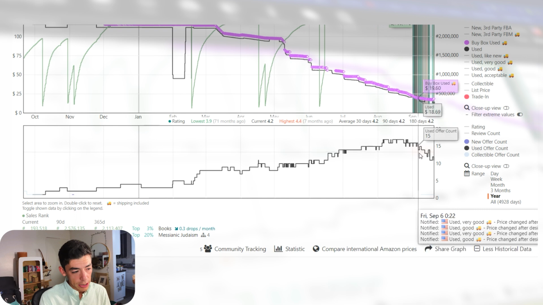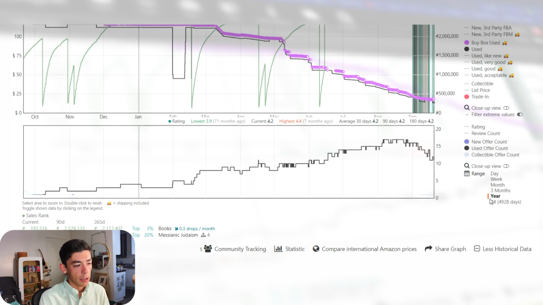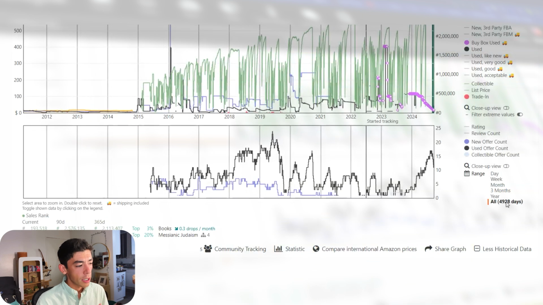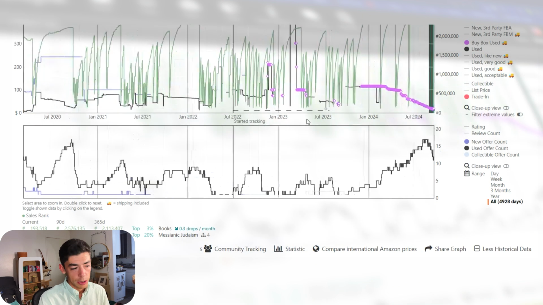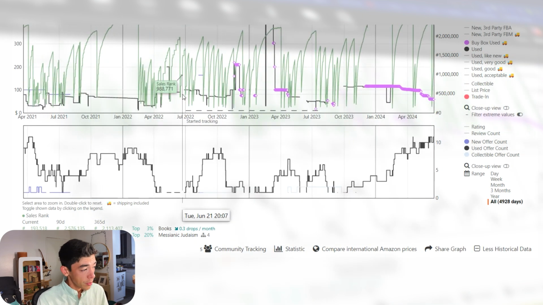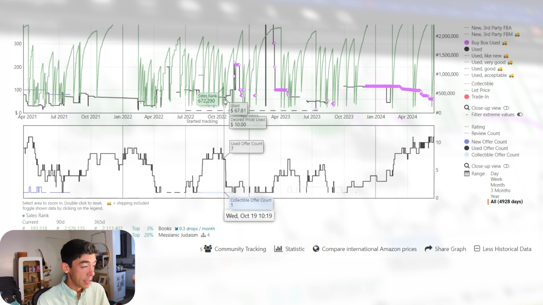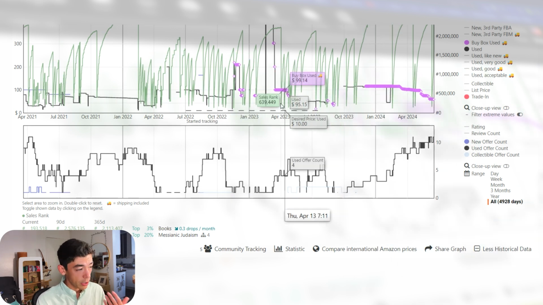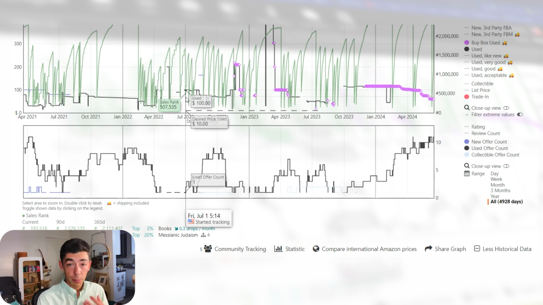Until recently, you can see now the offer count is starting to go down a little bit. And what I would expect is for a book like this, its used price to go back up. Again, looking at historical data for this book, especially over the last 3 or 4 years, you can see that this book has a lot of value. This past year wasn't really a fluke. It has sold in the past for $70, $80 and pretty consistently as well.